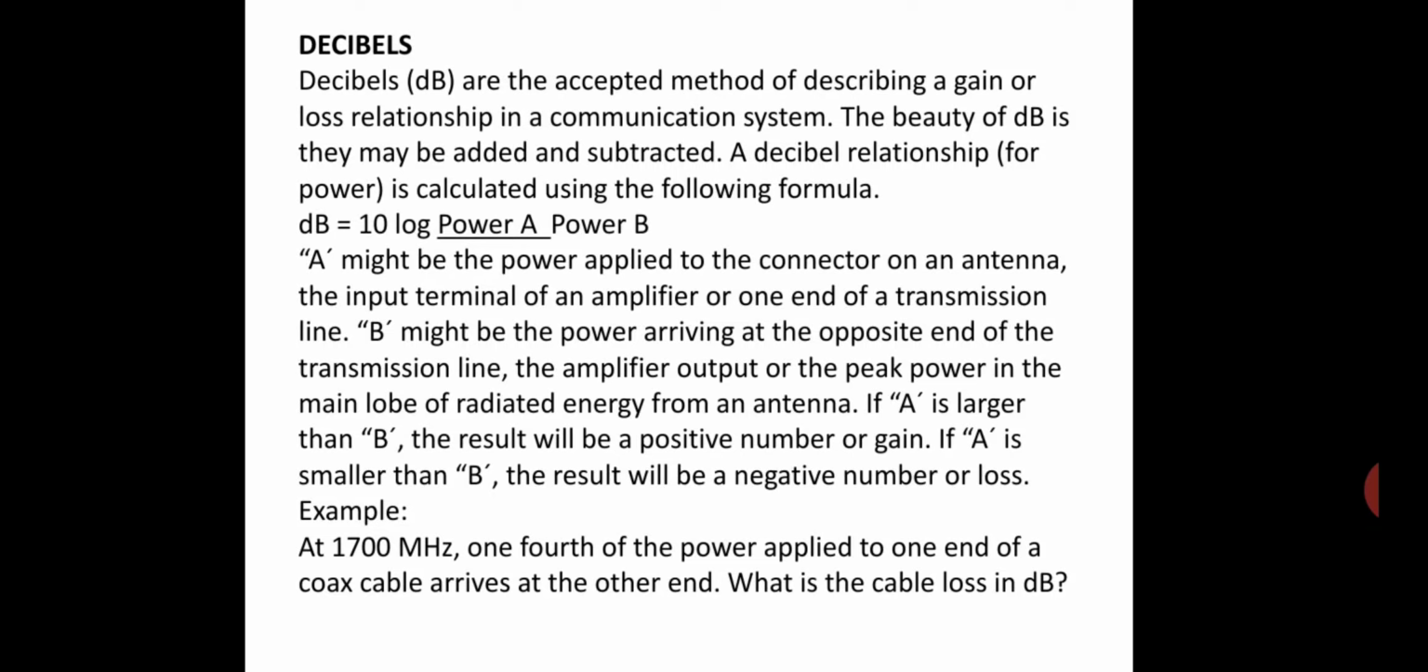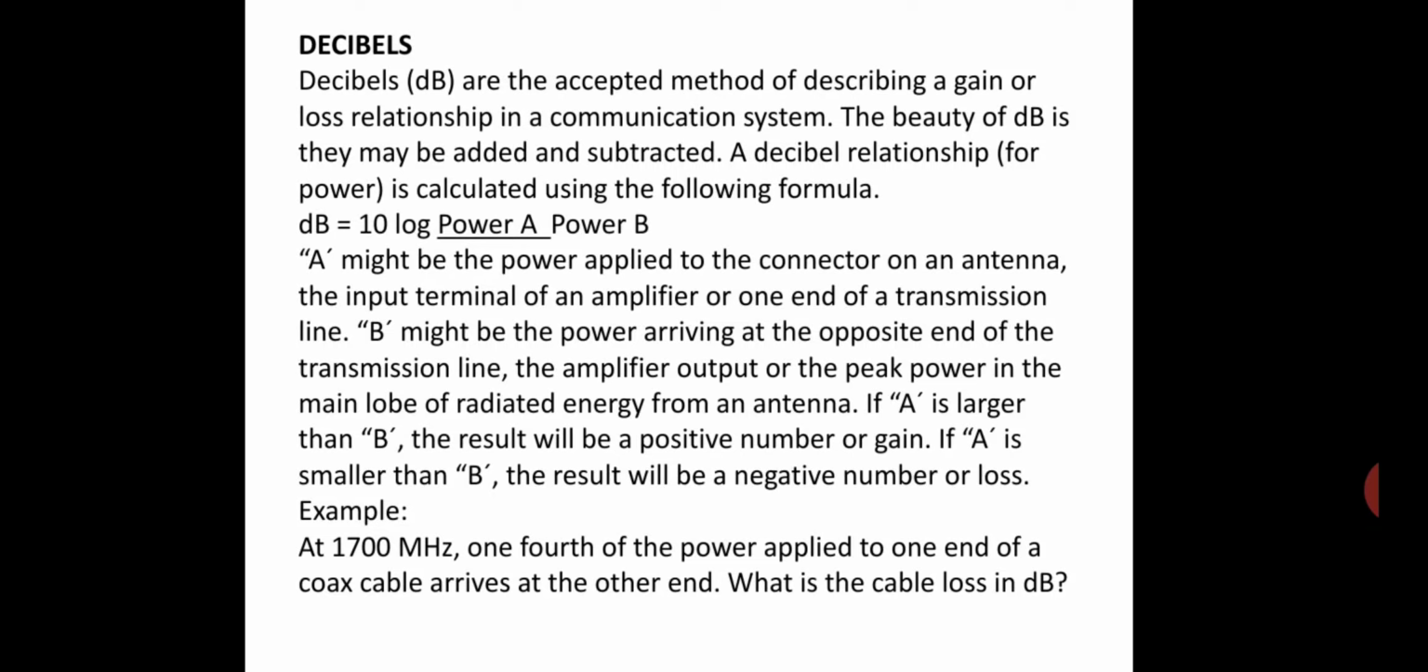A might be the power applied to the connector of an antenna, the input terminal of an amplifier, or one end of a transmission line. B might be the power arriving at the opposite end of the transmission line, the amplifier output, or the peak power in the main lobe of radiated energy from an antenna. If A is larger than B, the result will be a positive number, a gain. If A is smaller than B, the result will be a negative number.